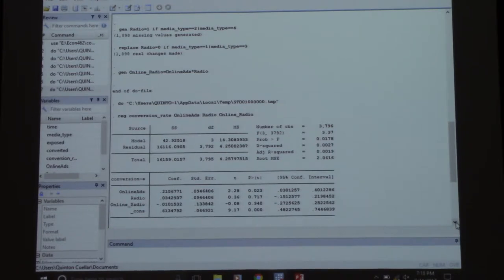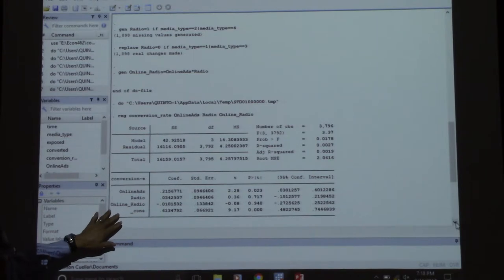It includes both people. But we're interpreting the coefficient as being only those who were exposed to the online ad and not the radio ad. How is that? But it's the difference between those who are exposed to both these groups compared to the base category, which is exposed to nothing. Does that make sense? It's real subtle.